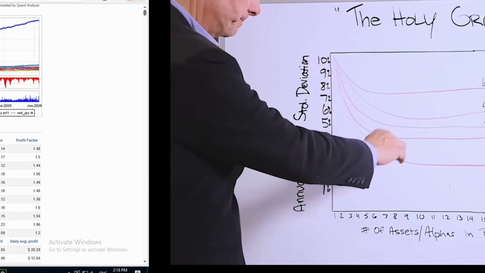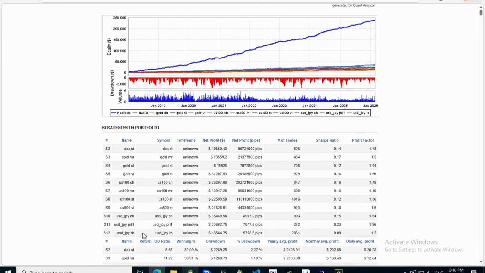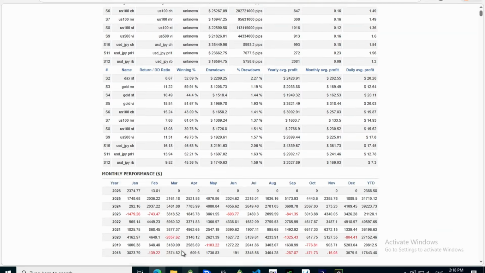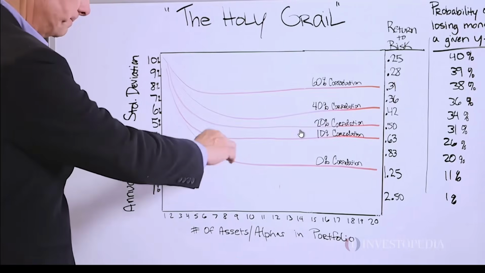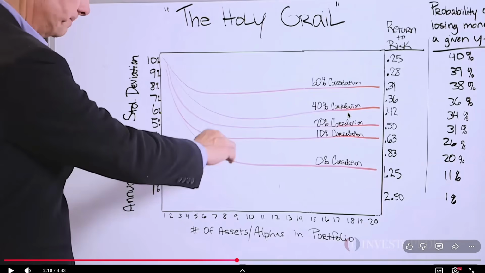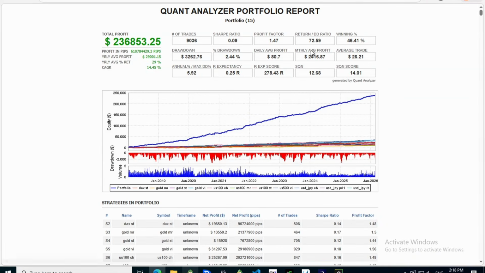Because of course, if the correlation is low between all of those algorithms, it means that each single algorithm is taking trades not at the same time and in the same direction as the others. Altogether, they're going to reduce the overall drawdown, but of course the aggregate profit is going to be exactly the same. So in this case, I was able to achieve a 72.6 return to drawdown ratio, and that's really good. I don't want to keep my drawdown this high.